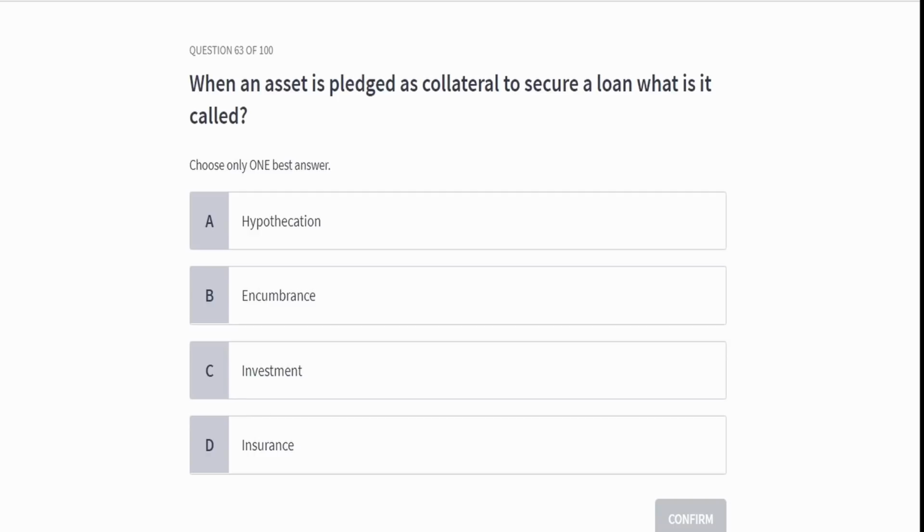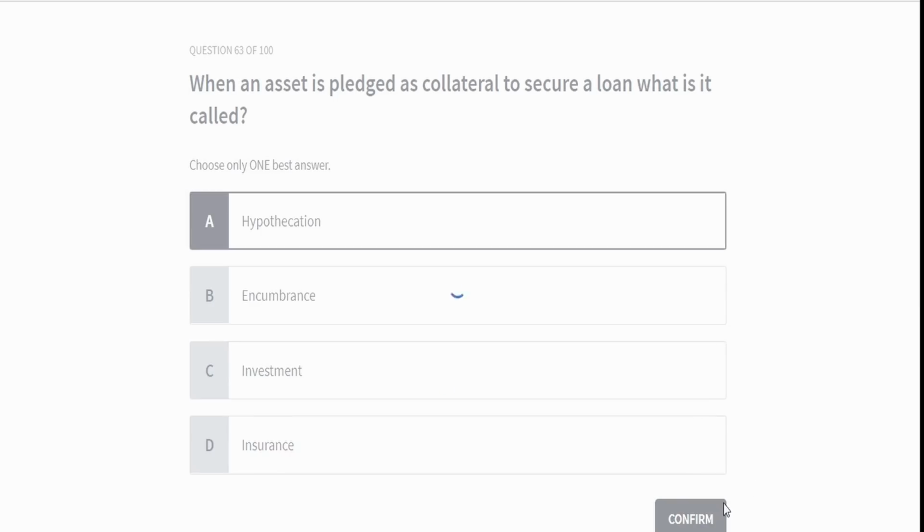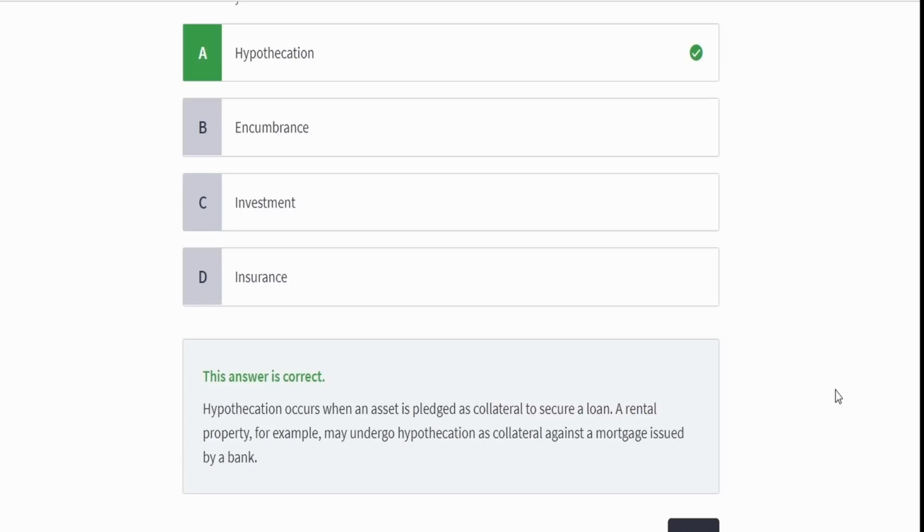Alrighty, so hopefully you guys came up with this answer, and obviously hopefully it's the right one. So what is the correct answer? What is an asset pledged as collateral to secure a loan? That's going to be option A, hypothecation. So why is that? Well, hypothecation occurs when an asset is pledged as collateral to secure a loan. A rental property, for example, may undergo hypothecation as collateral against a mortgage issued by a bank.